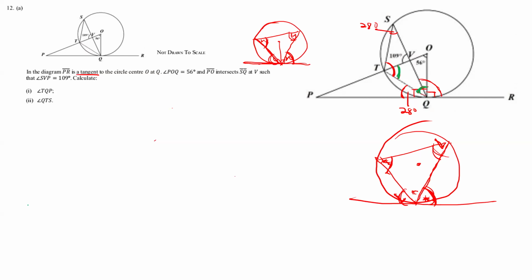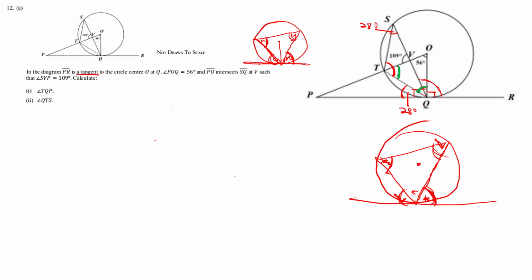Can we say TO is a chord? TO is not a chord. When you talk of the angles subtended, you are supposed to talk about chords and arcs. TO is neither a chord nor an arc. The theorem is about chords and arcs, and tangents, so you cannot use it.